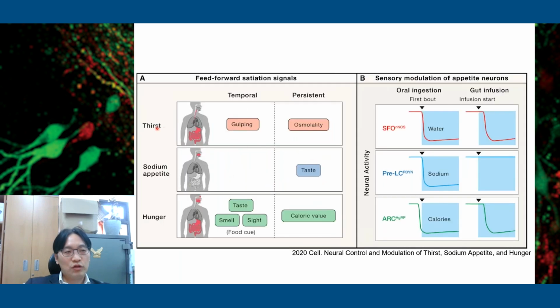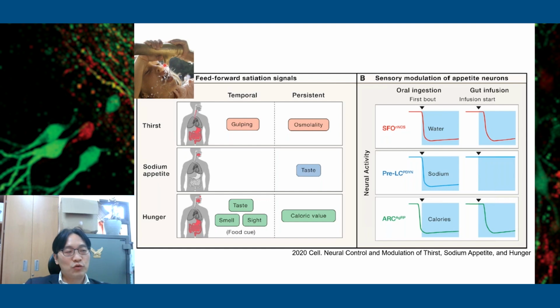So it has been well known because of the thirst and the hunger. When you record a thirst neuron or hunger neuron, people thought that putting water in the gut would decrease the thirst neuron or hunger neuron faster. But on the contrary, with oral ingestion, when you put the water or food in your mouth, these neurons are inactivated much earlier than putting it in the gut. So it's a feed-forward satiation signal by the taste or smelling, on the side of the cue.